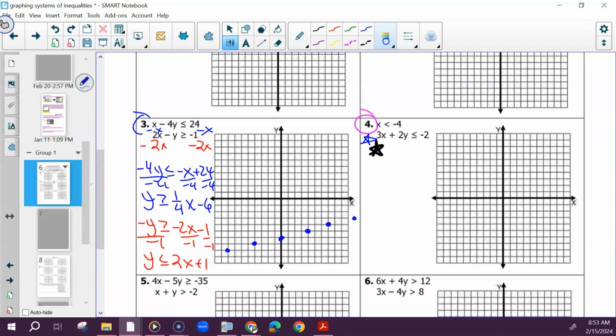Would these lines be dashed or solid? Solid. For the first inequality, or my blue line, would that be shaded above or below? Greater than or equal to, would that be shaded above or below? Which one? So that would be everything here.